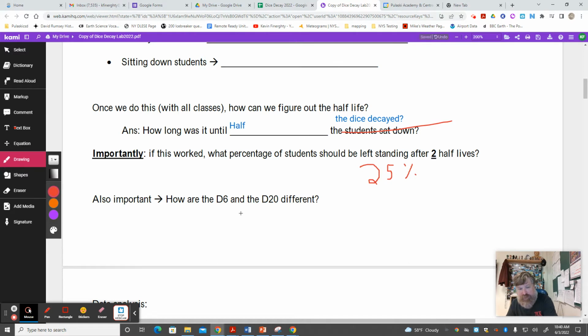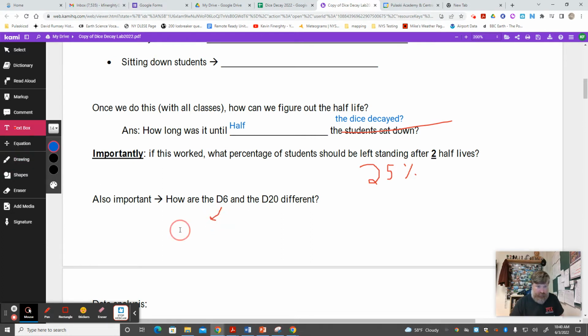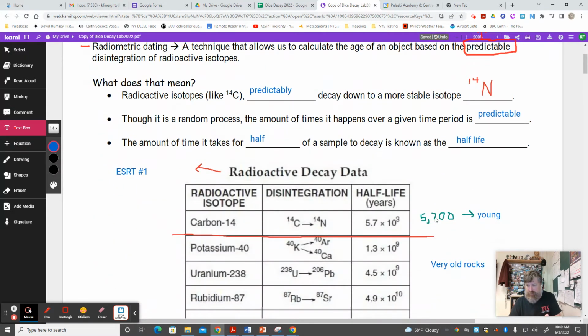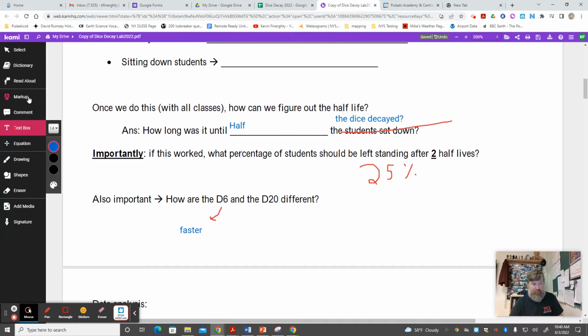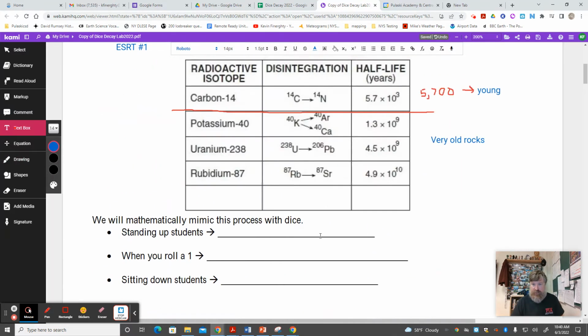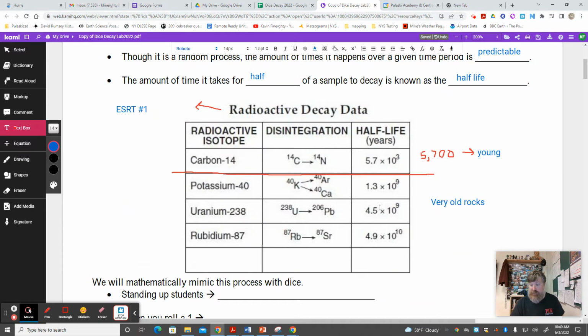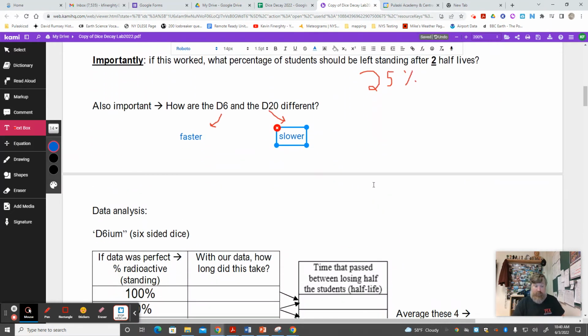How are the D6 and the D20 different? Well, if you were here, you realize that the D20 one took a lot longer to do. And it's because there's 20 sides on it. There's only 1 so it's a 1 in 20 chance of getting a 1 on that versus a 1 in 6 chance of getting a 1 on that. So the D6 experiment basically went faster. That's why the idea is that things like carbon are good for young things. They'll run out of carbon in a faster amount of time, whereas the D20 experiment was slower to show us the idea of other isotopes that degrade slower are good for things that happen over a longer period of time.